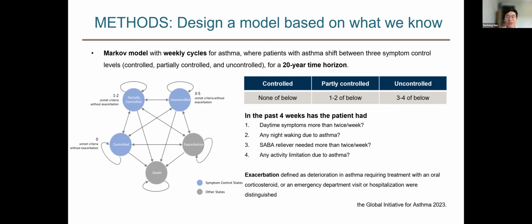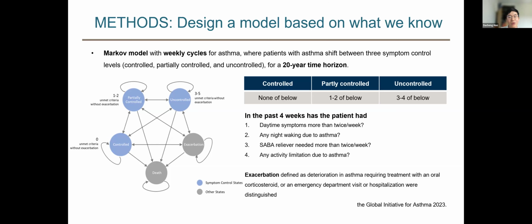To achieve this, we use a macro model that Seb just mentioned. It's a mathematical approach often employed in health economics to simulate disease progression over time. This model allows us to simulate how patients move between the 3 key levels of asthma control: controlled, partially controlled, and uncontrolled, along with the possibility of exacerbations and even death. It simplifies how the disease progresses.